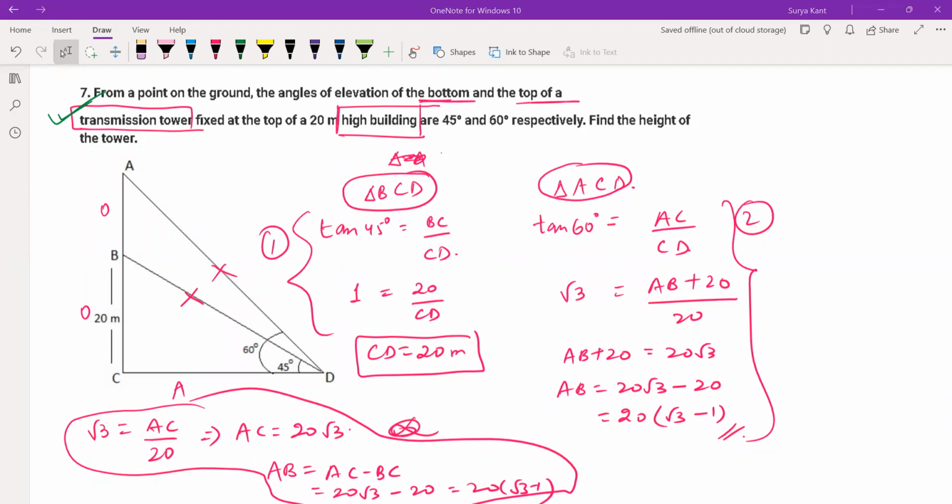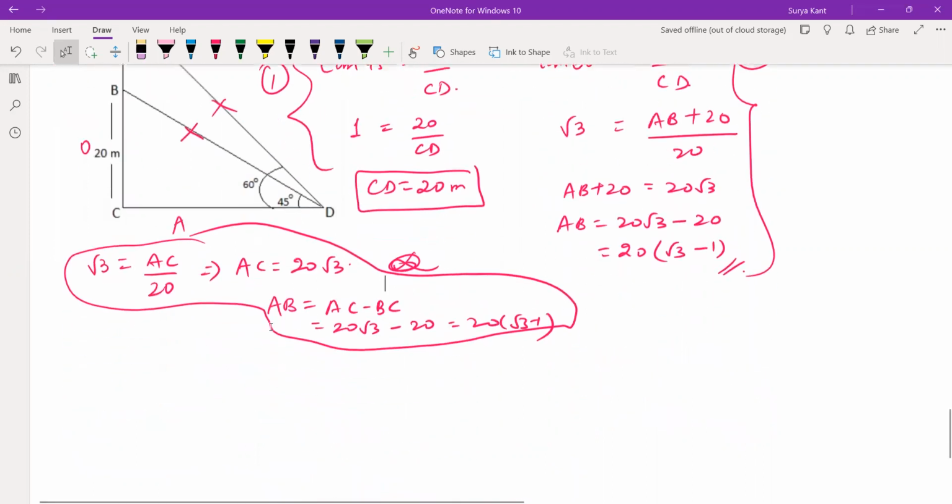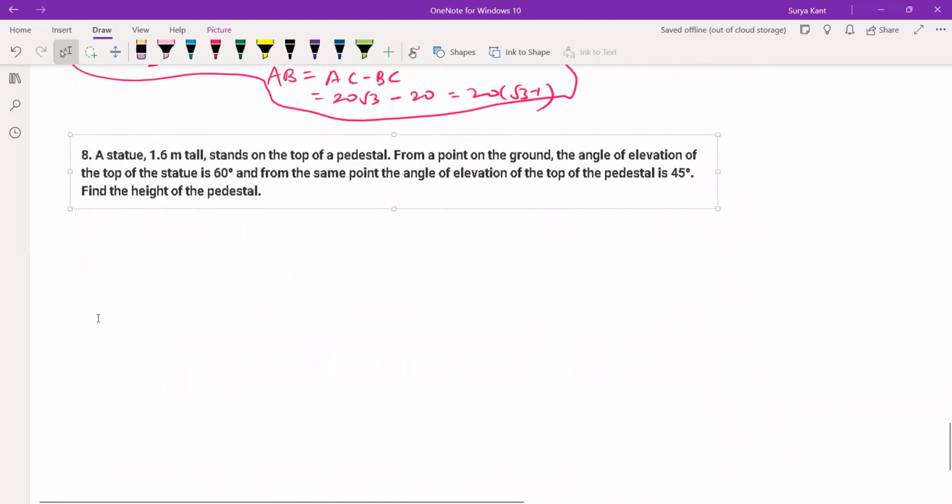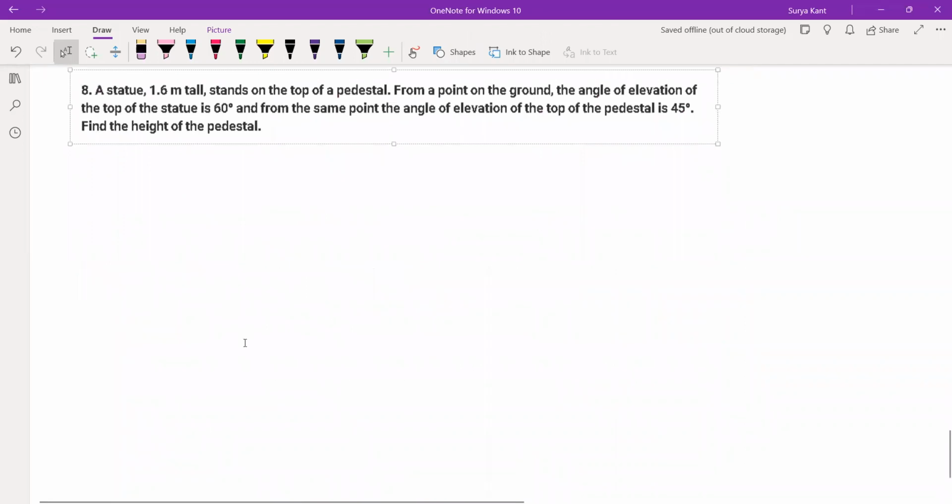So drawing the diagram is a bit difficult for you, but once you draw the diagram, it becomes very easy to do the question. A statue 1.6 meter tall stands on top of a pedestal. From a point on the ground, the angle of elevation of the top of the statue is 60 degrees. From the same point, the angle of elevation of the top of the pedestal.